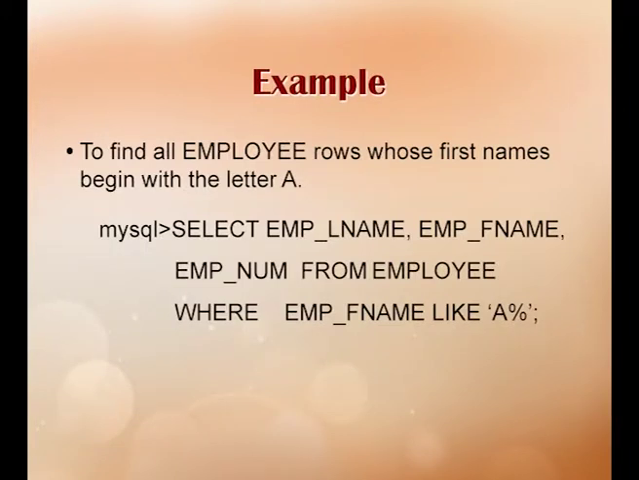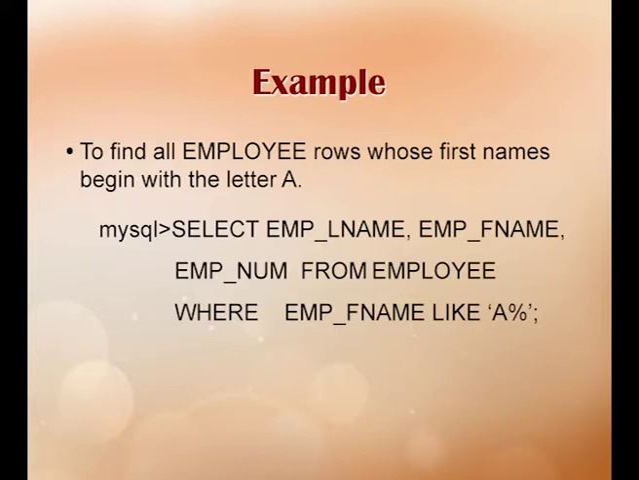Just see here, another example I had given, to find all employee rows whose first names begin with the letter A. Upon presenting this particular query, you will get all the employee names that start with alphabet A. After that A, I don't know how many characters there are, so I have to place a percentage. Select employee last name, first name and employee number from the table employee, where employee first name like A percentage.